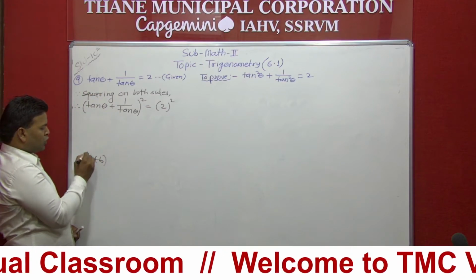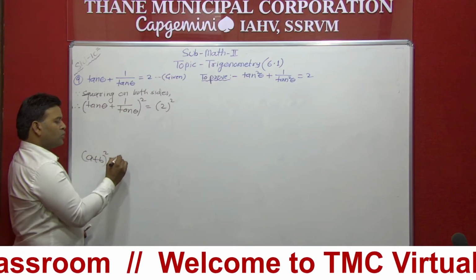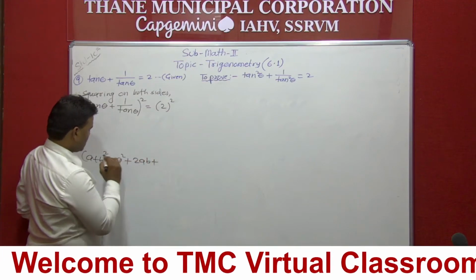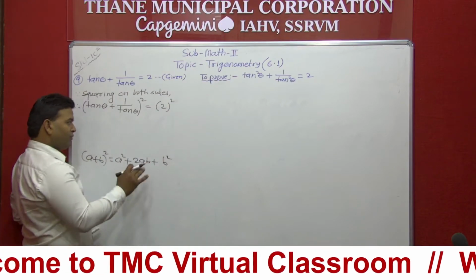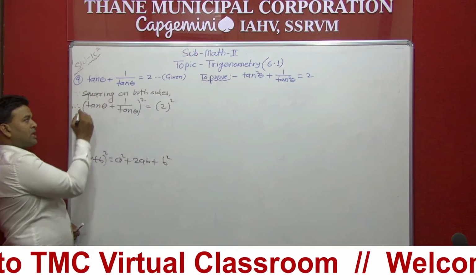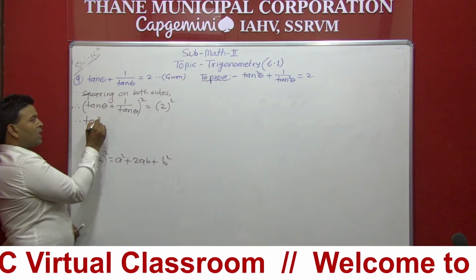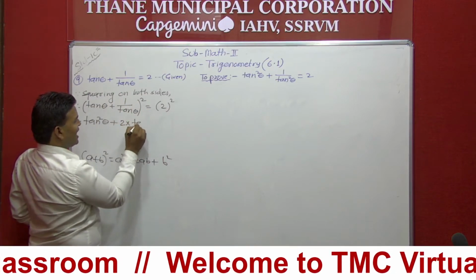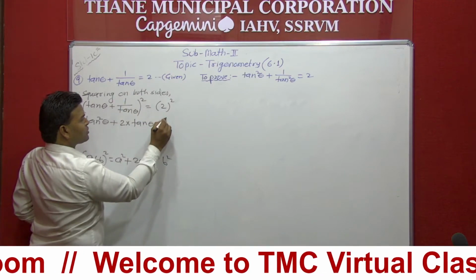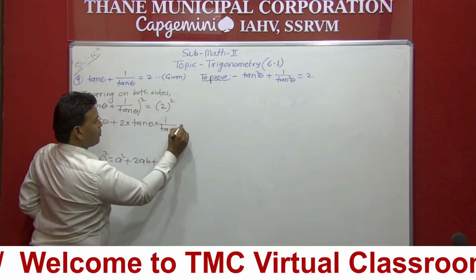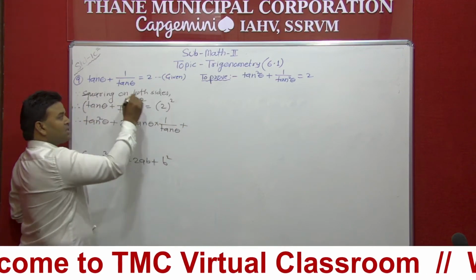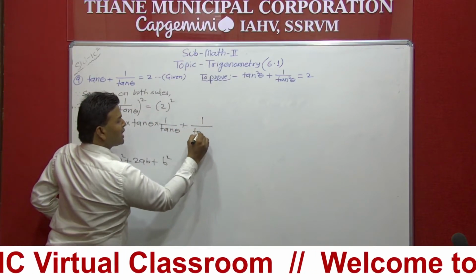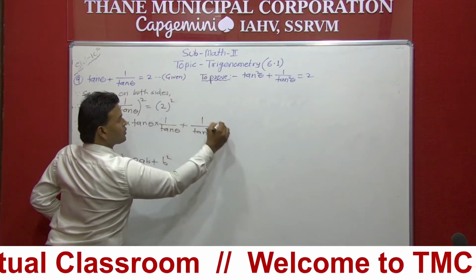Now the next step is we will expand the whole square of this. A plus b the whole square, we all know: first term square plus 2 into first term into second term, that is 2ab, plus b the whole square. This is the formula, the same formula we are going to apply here. So first term square, therefore tan square theta plus 2 into first term, tan theta, into second term, 1 upon tan theta, plus 1 upon tan theta the whole square. So 1 square is 1 and tan square is tan square. So 1 upon tan square theta is equal to 2 square, which will be 4.